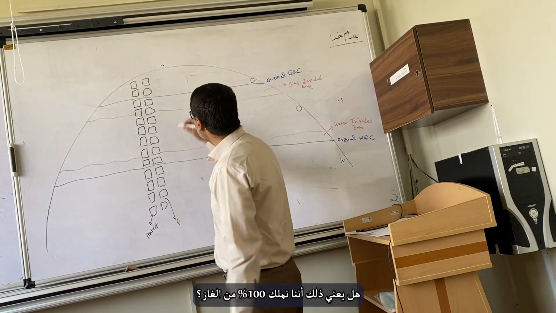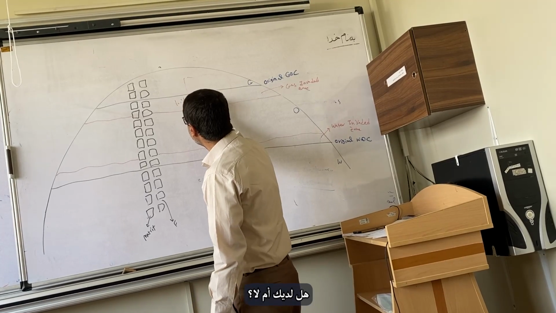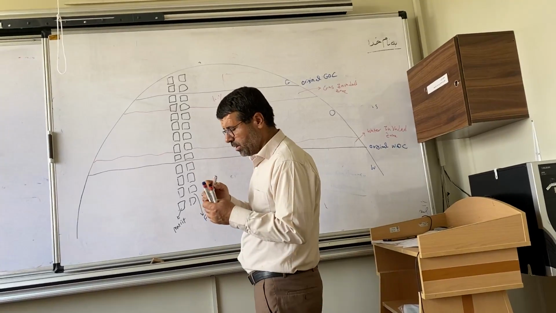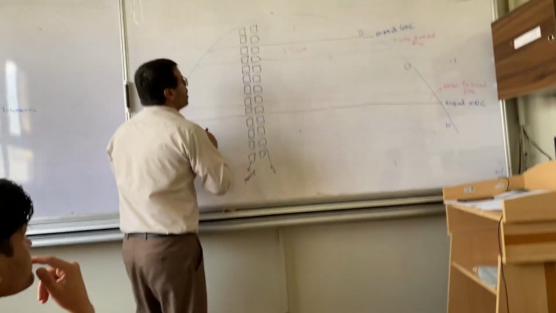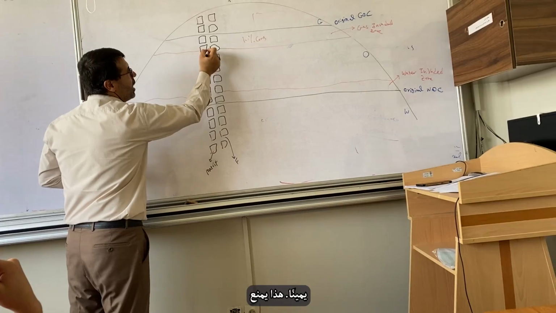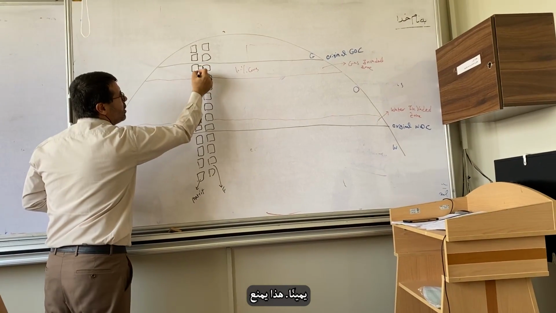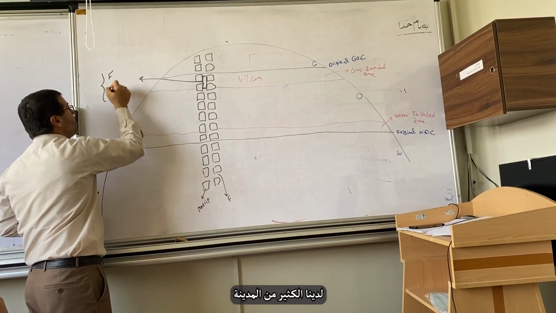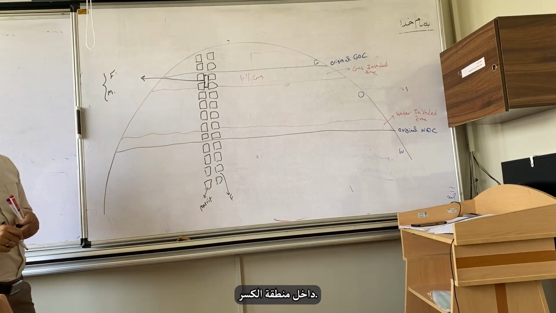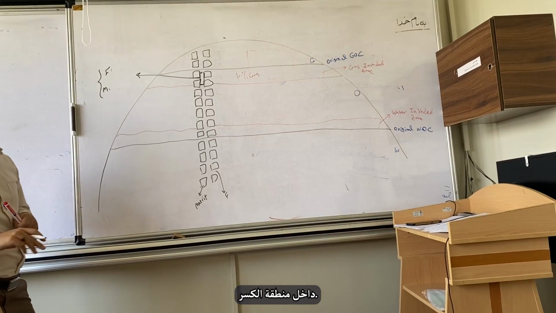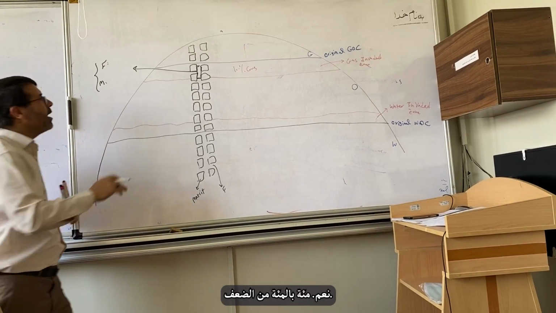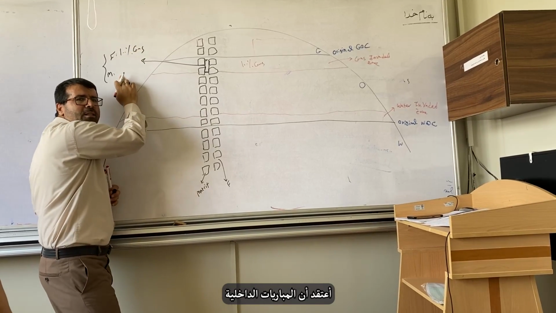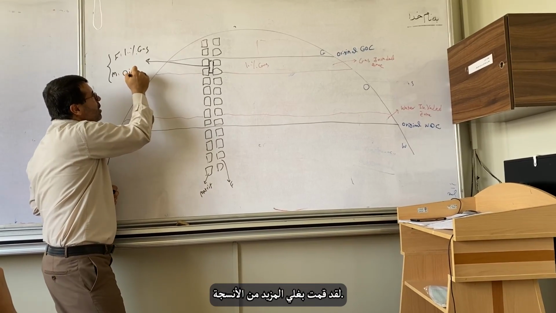Does it mean that we have 100% of the gas here or not? No, we don't have 100%. Inside there, like these blocks, these fractures, we have a fracture region and a matrix region. Inside the fracture region, it's fully occupied with the gas, 100% gas. What's inside the matrix? We have oil plus water.